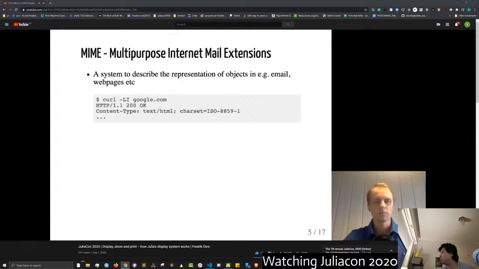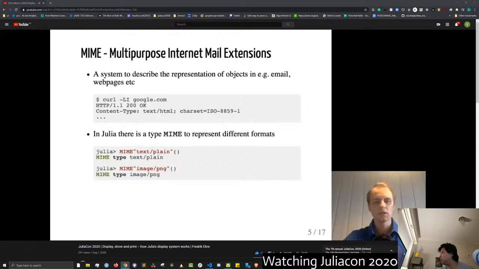Just as an example, if we take a look at an HTTP request to Google, then we can see that we have a MIME format here, which is text HTML, which means that this is an HTML page that we are receiving.